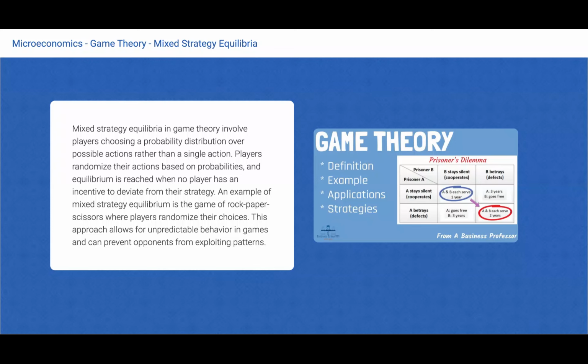Mixed strategy equilibria in game theory involve players choosing a probability distribution over possible actions rather than a single action. Players randomize their actions based on probabilities. An equilibrium is reached when no player has an incentive to deviate from their strategy. An example of mixed strategy equilibrium is the game of rock, paper, scissors where players randomize their choices. This approach allows for unpredictable behavior in games and can prevent opponents from exploiting patterns.